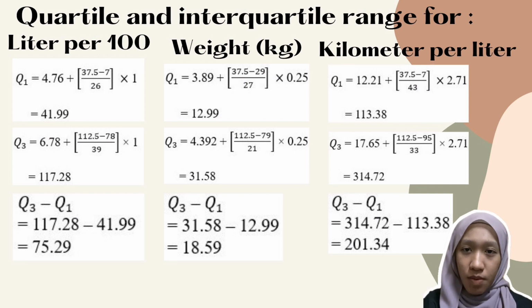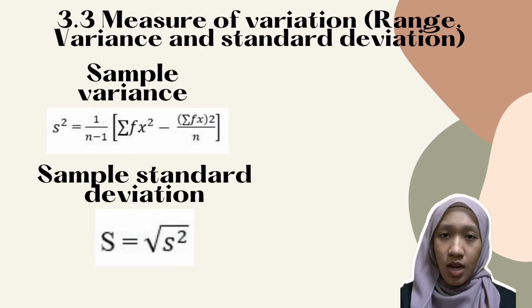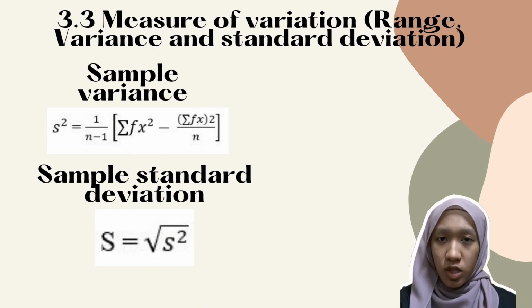Quartile 1 for kilometer per liter was 130.38 km. Quartile 3 for kilometer per liter was 314.72 km per liter. Interquartile range for kilometer per liter was 201.34 km per liter. Lastly, we go to 3.3, that is measure of variation. There are two measures of variation, which are sample variance and sample standard deviation.